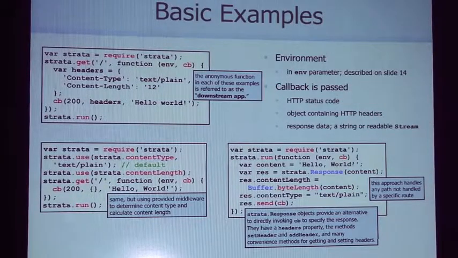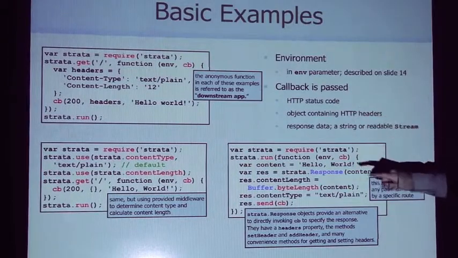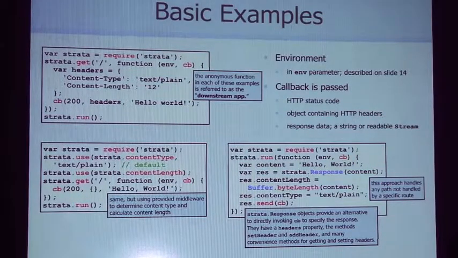And for the callbacks, you see that the pattern is you have to pass it the HTTP status code and an object that holds headers, and then whatever response data you want to send back. And in my examples, that has been a string, but it can also be a readable stream, which is a very specific node.js thing. So we are going to see one example of a node.js stream coming up in a later example.